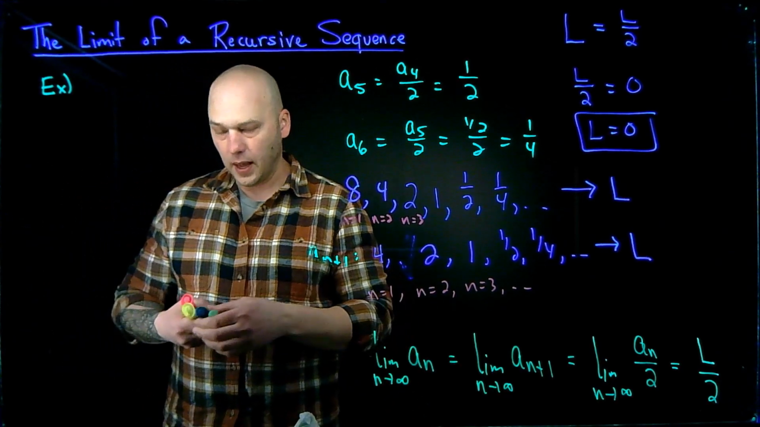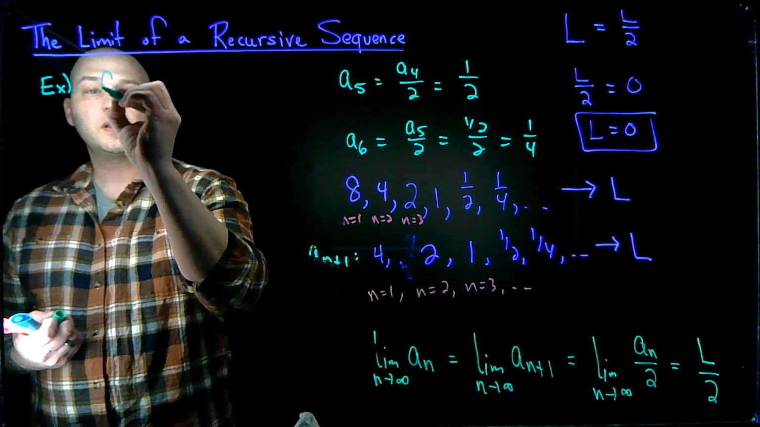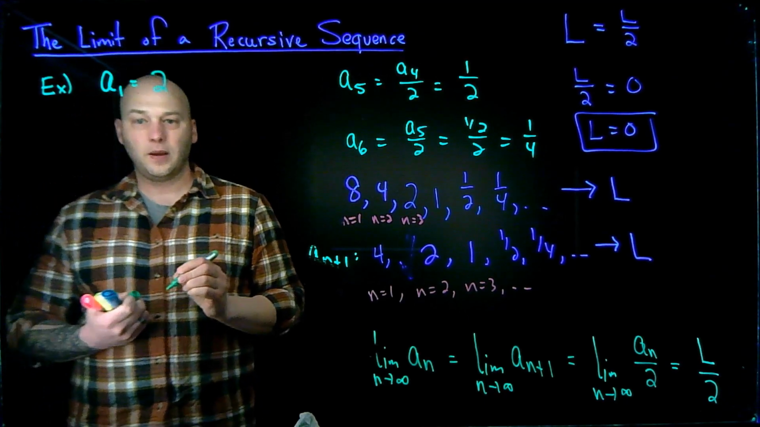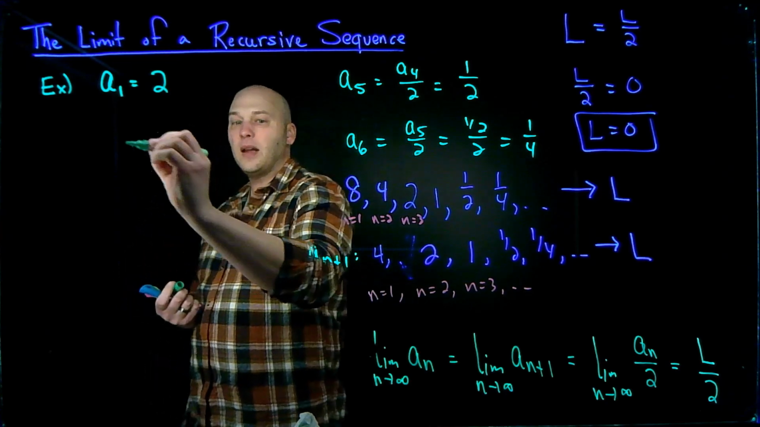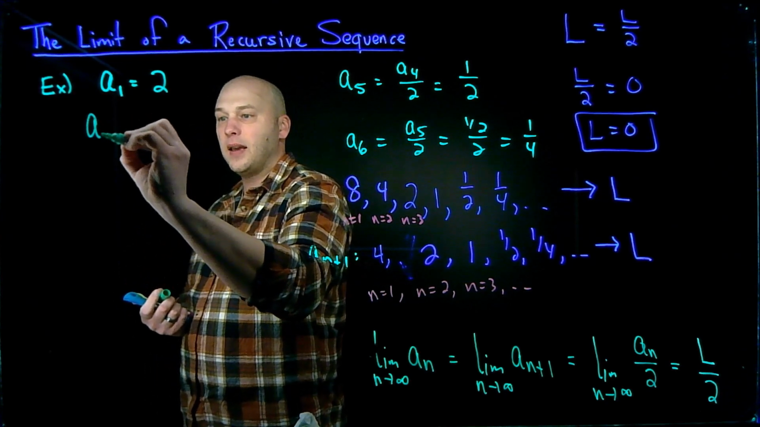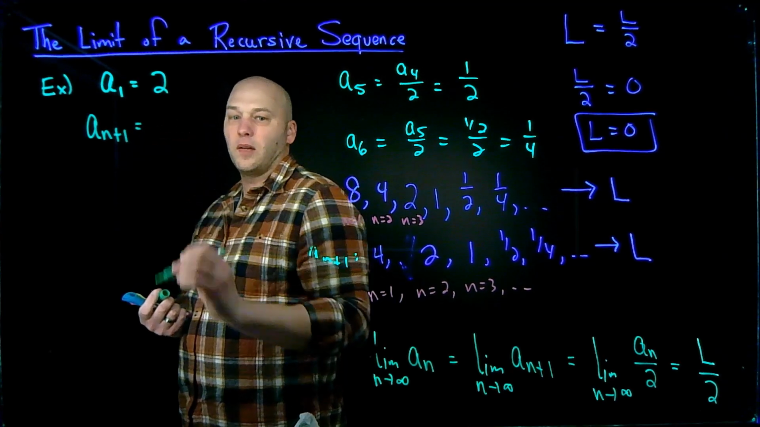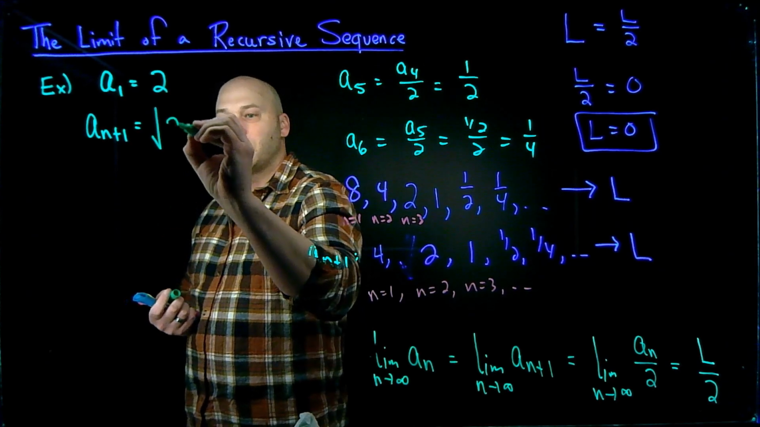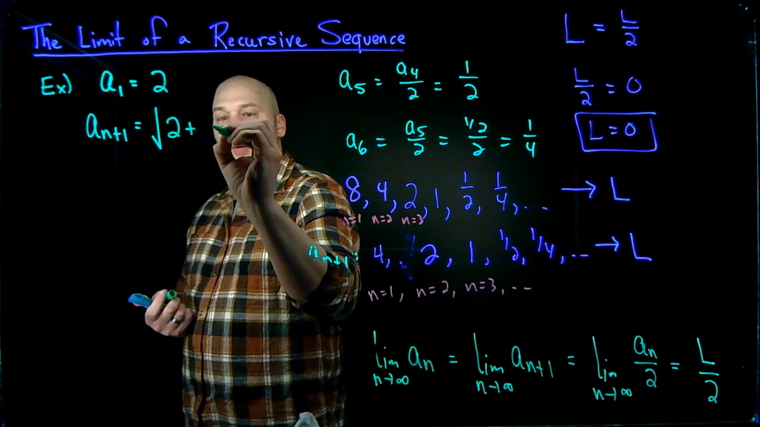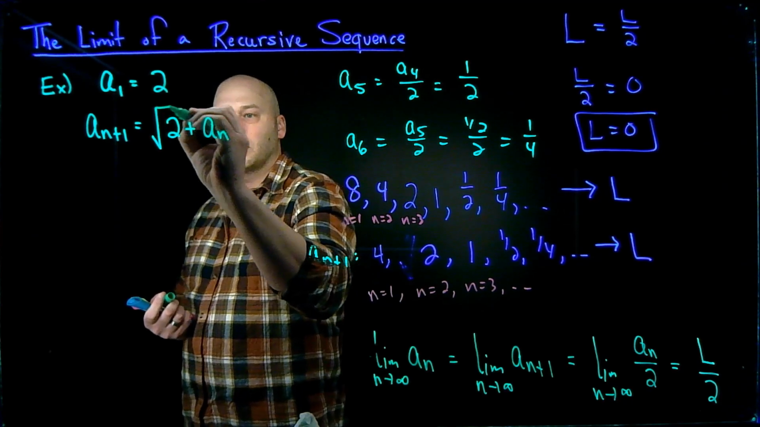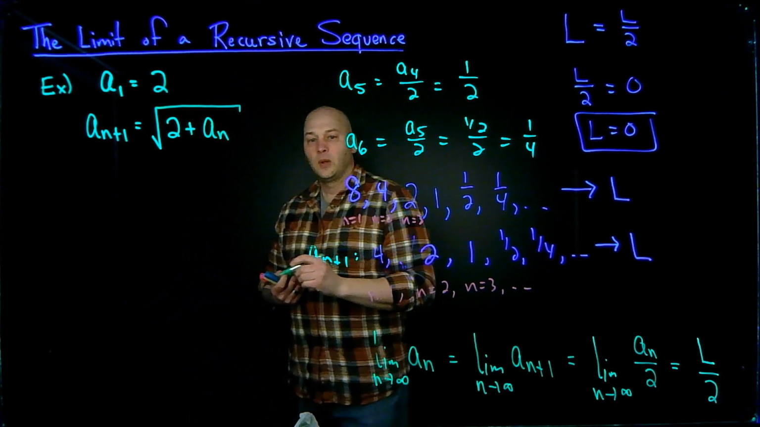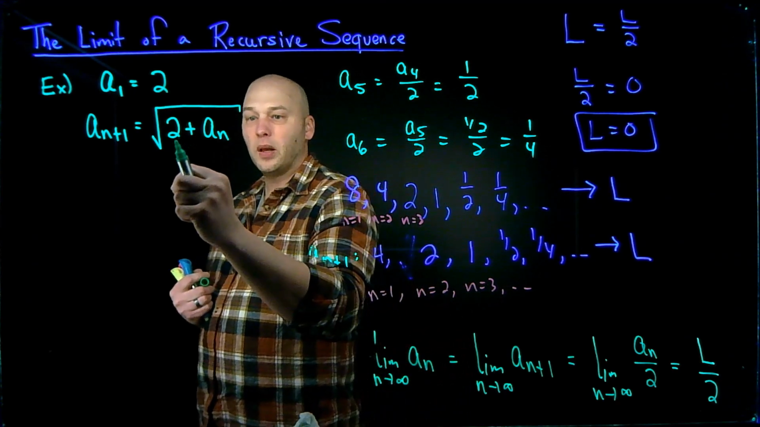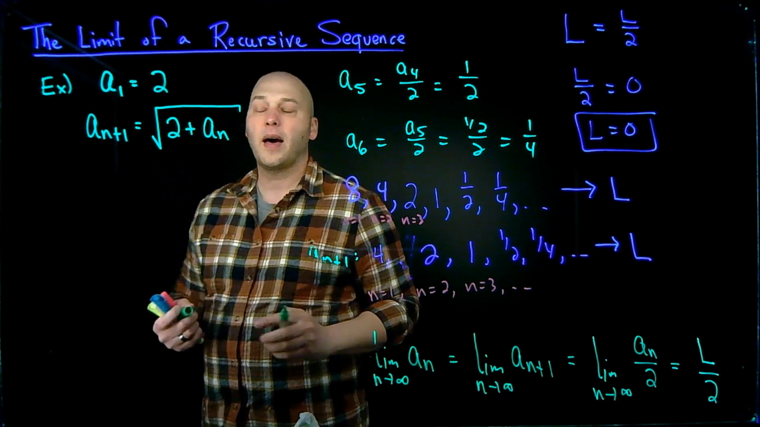Okay. This time, let's say the first term of the sequence is 2. And then here's my recurrence relation. I'm going to say a sub n plus 1 is given by the following. I'm going to take the square root of 2 plus the previous term. So this recurrence relation is a little bit more complicated than the previous one. So I take 2 plus the previous term, and then I take the square root of that.